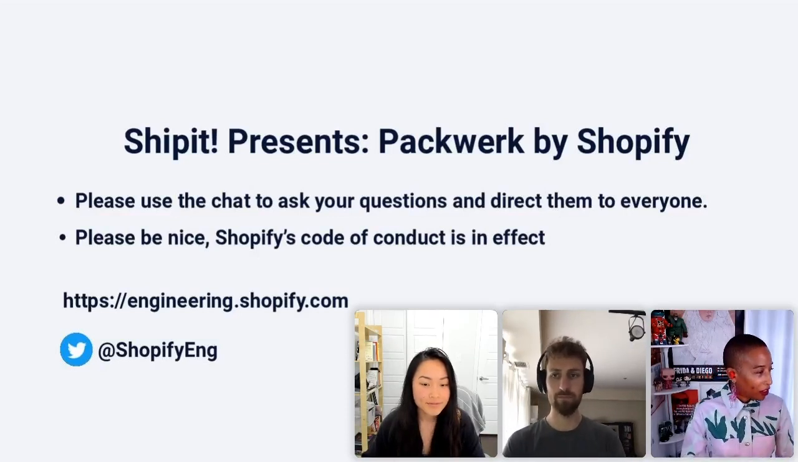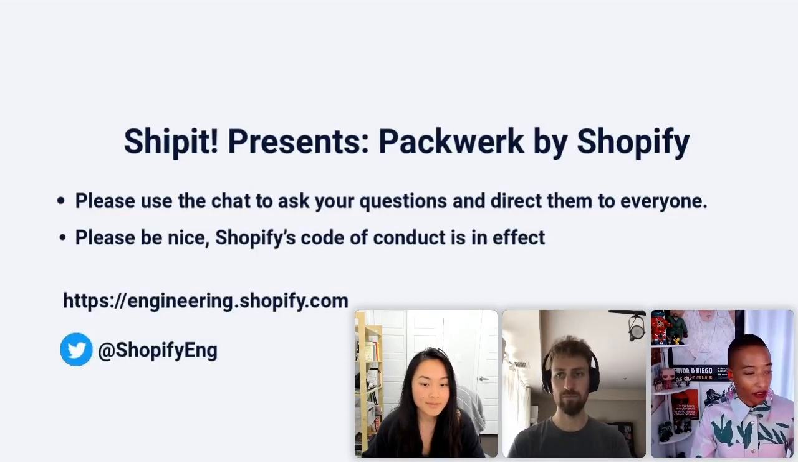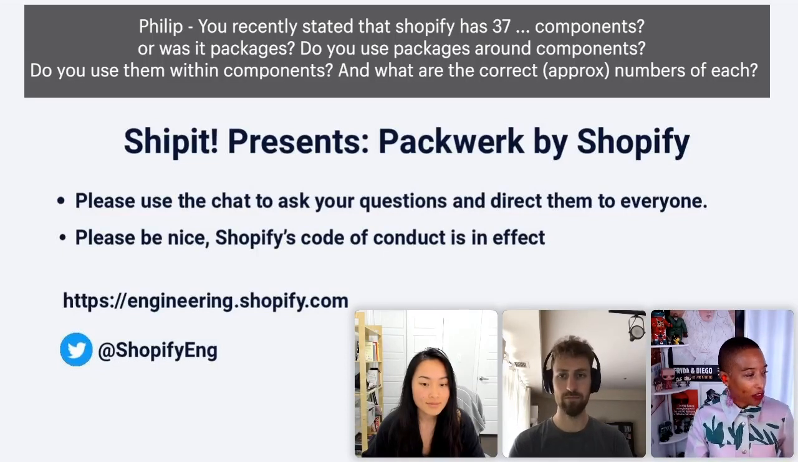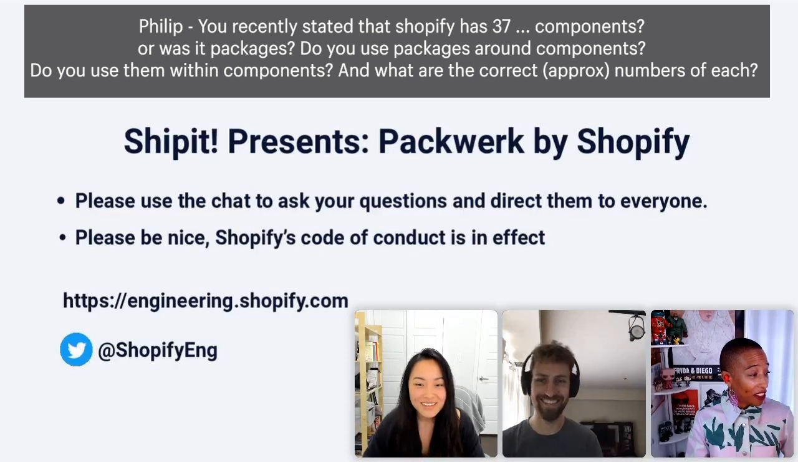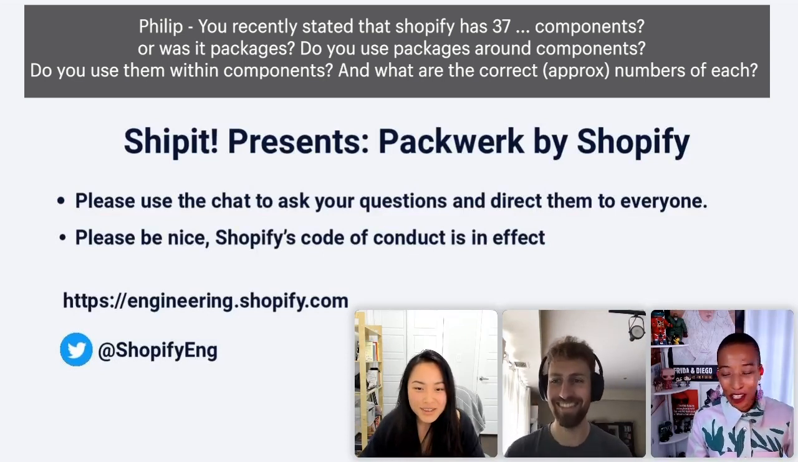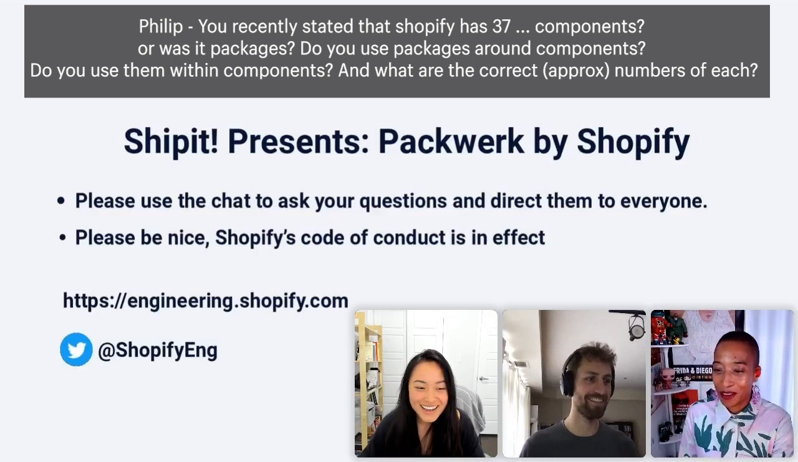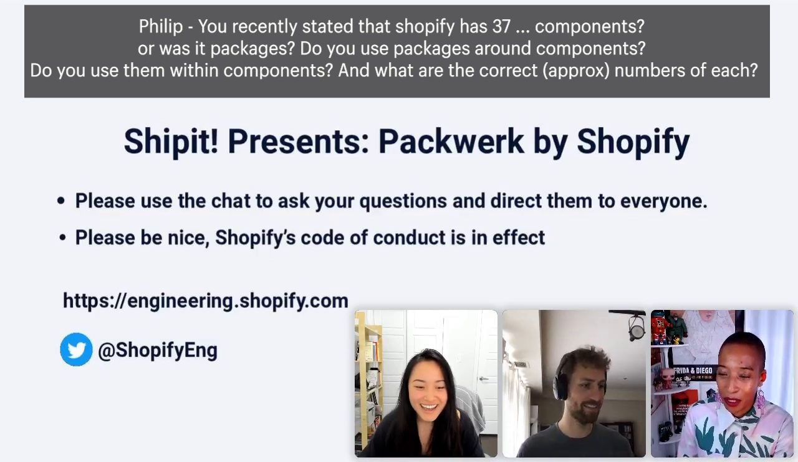Great, moving on. We recently stated that Shopify has 37 components, or was it packages? Do you use packages around components, or do you use them within components? And what are the correct approximate numbers of each? I don't know if you guys can come up with that last one off the top of your head, but yeah.